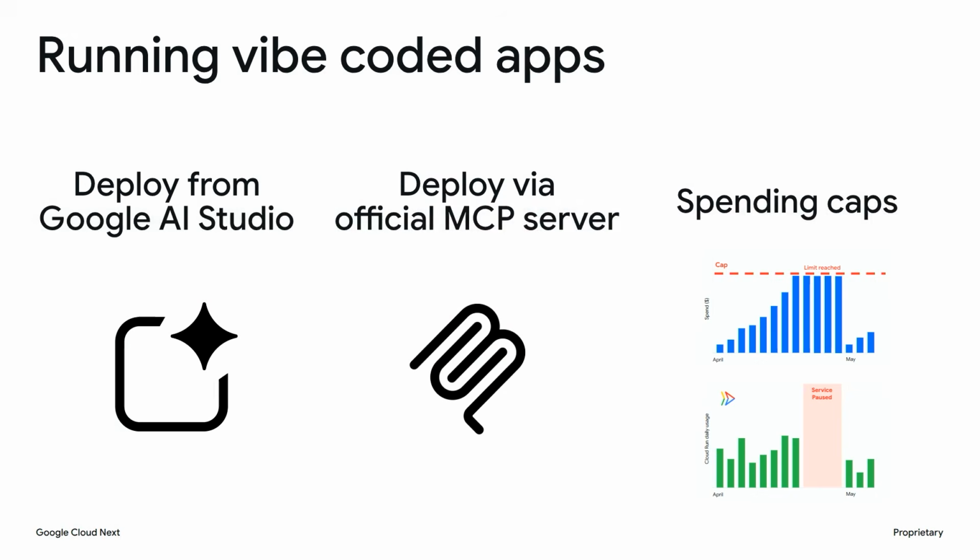You can run your vibe-coded apps on Cloud Run. You can build your full-stack applications in AI Studio and deploy them in a click to Cloud Run. You can add the official, fully managed MCP server to your favorite MCP client to deploy to Cloud Run. And with spending caps, you can define your maximum monthly spend, and if your bill reaches this limit, your Cloud Run resources will automatically be paused.